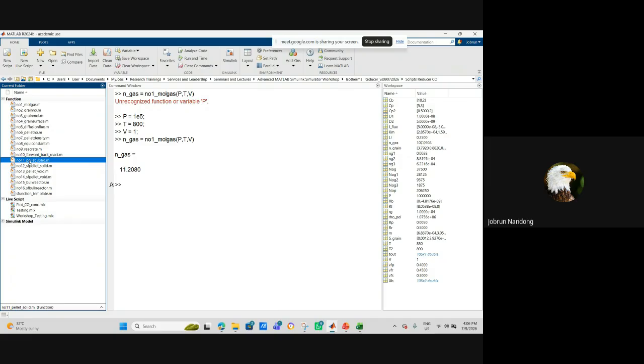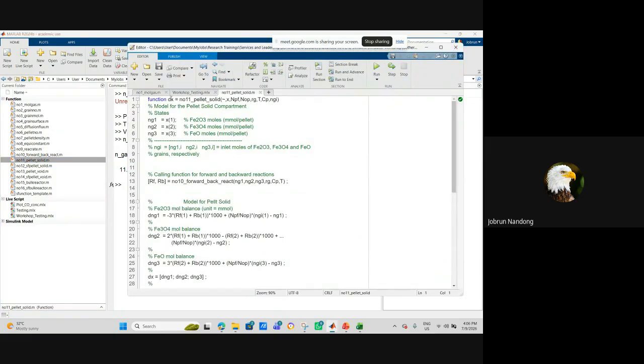Pellet solid number 11. Yeah, this one. Okay, so the x here is the differential one. Tilde here, normally there's t. Okay, this is time there. But normally they will give you an error because this t is not used. But you can still run this one actually, but it indicates that this is not used at all in this particular script.